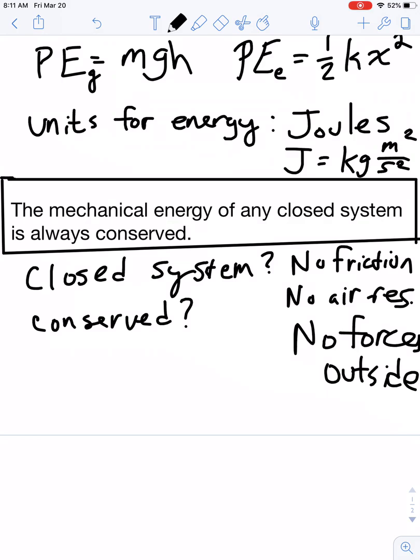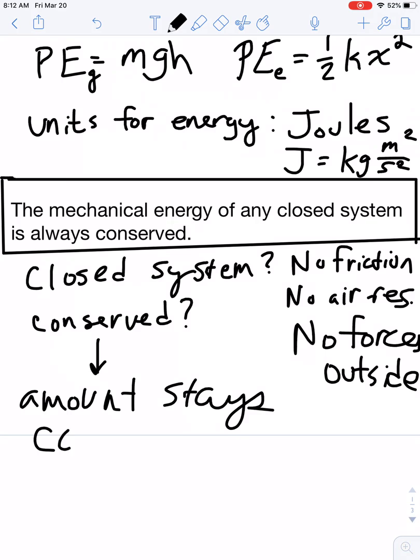Now what does it mean to be conserved? Well, if we say that the total mechanical energy is conserved, then what we mean by that is the total mechanical energy, the value for that energy, will stay the same. It'll stay constant, right? So just like momentum is conserved, the total momentum remains constant. Energy is conserved, the total energy remains constant. So that should sound familiar to you. So when we say conserved, we mean the total amount stays constant.